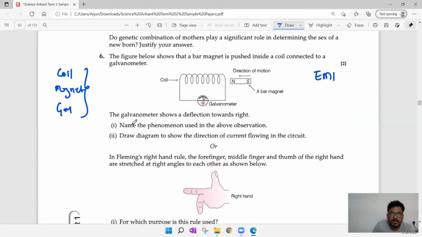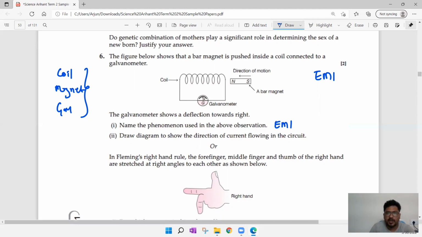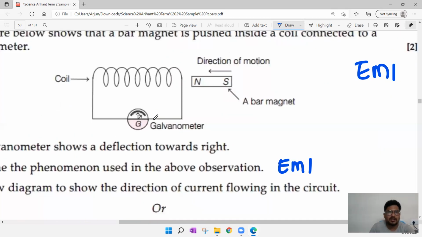Next, the galvanometer shows deflection towards right. Fine. Two questions they are asking. Name the phenomena used in the above observation. So what is the phenomena? It is electromagnetic induction. Simple. Next, draw a diagram to show the direction of current flowing in the circuit. If you observe the diagram, we have to mention the direction of current.